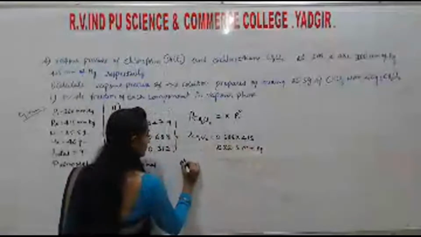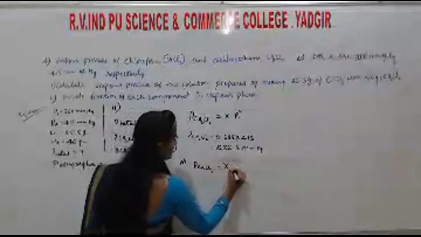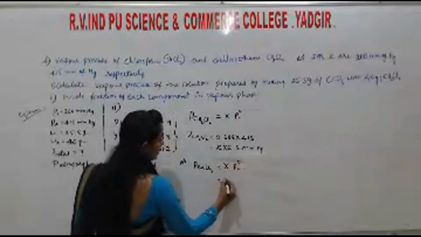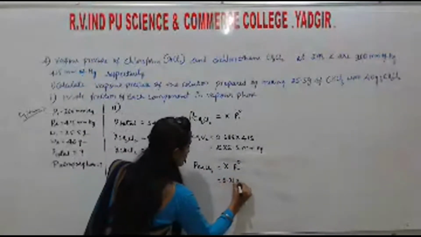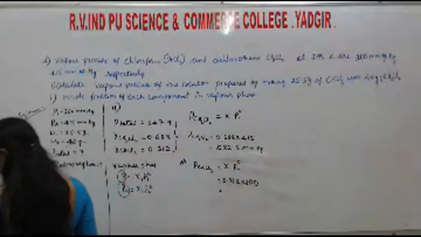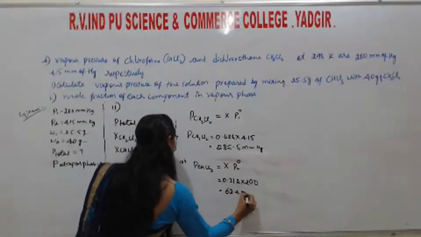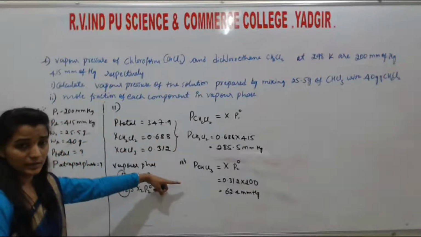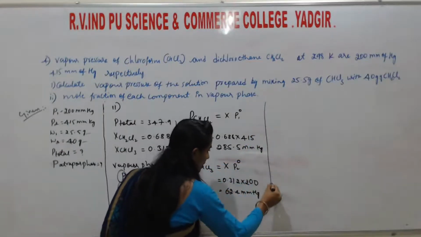Similarly, P of CHCl3 is equal to X of CHCl3 into P2 now. So here the mole fraction of CHCl3 is 0.312 into pressure 200, then we will get approximately 62.4 mmHg. Once we have the pressure of this and this, students, we can easily calculate the vapor pressure value.